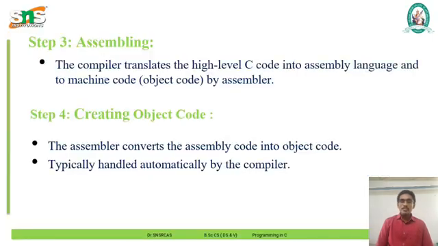The assembling process translates the high level C code into assembly language, which is then translated into machine code, also called object code, by the assembler. The next step is creating object code. The assembler converts the assembly code into object code, which is stored in a file with a .o extension. This is typically handled automatically by the C compiler.